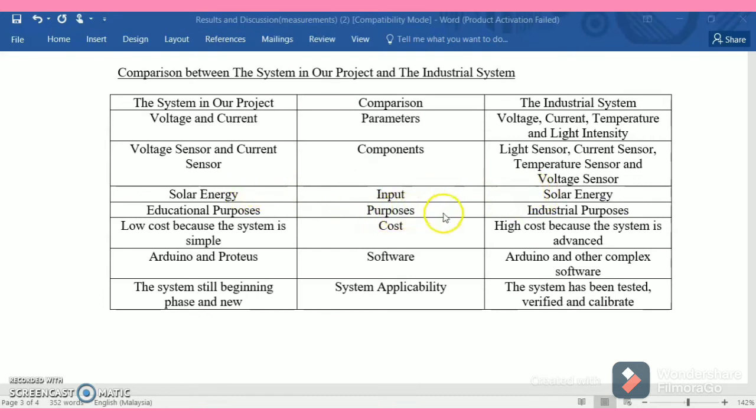Next is the purpose. We create this system for educational purpose, while the industrial system create the system for industrial purpose. Next, about the cost. Our project is low cost because the system is simple, while the industrial system is high cost because the system is advanced. Next, we use software Arduino and Proteus, while the industrial system use Arduino and other complex software. Lastly is the system applicability. The system is still beginning phase and new, while the industrial system has been tested, verified, and calibrated.